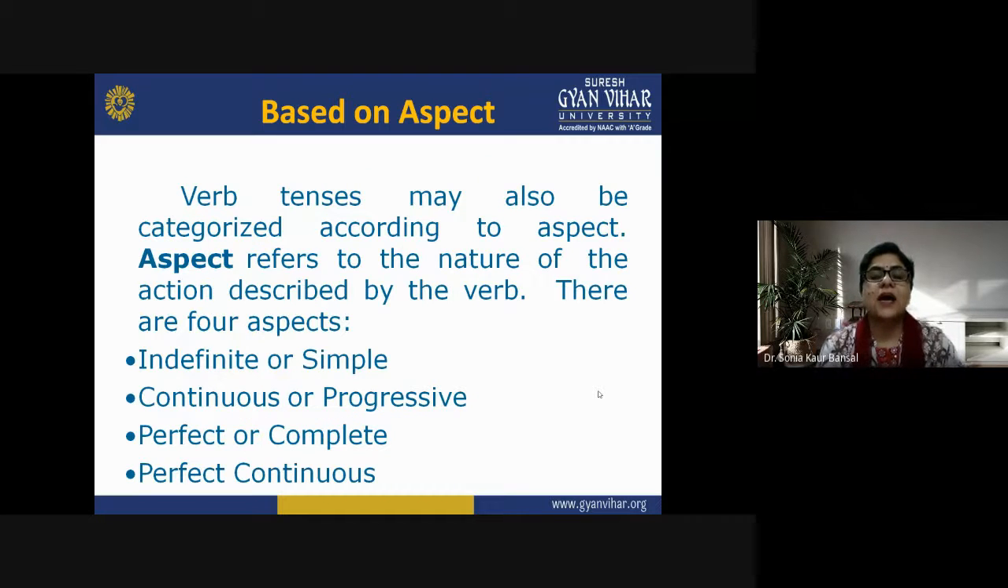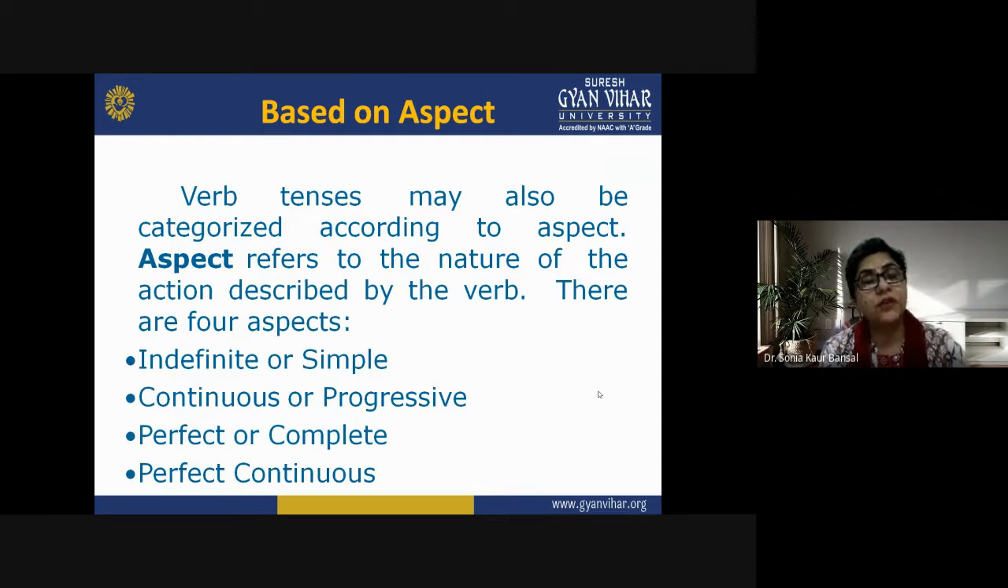Now, let's understand tenses based on aspects. As this is the introductory lecture of tenses, I'm going to tell you in detail how it is classified. So first I told you about the time-based aspect, and now I'm telling you the aspect-based classification. So verb tenses may also be categorized according to aspects. And what do I mean by aspects? Aspect refers to the nature of the action described by the verb. What kind of nature is the verb describing? So there are four aspects simply which I can tell you.